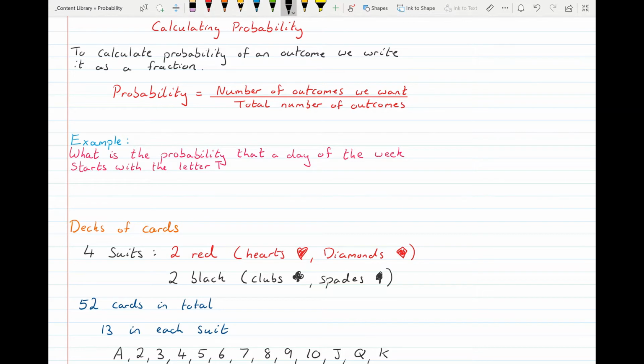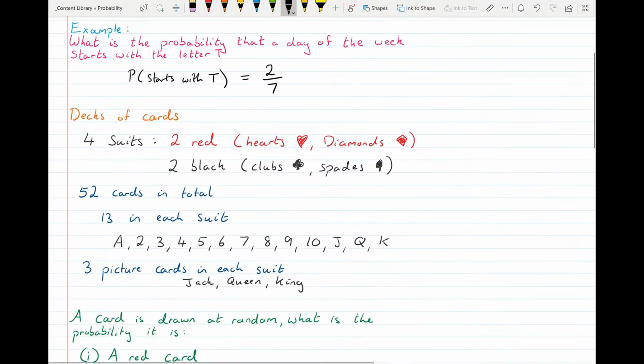In this example, what is the probability that a day of the week starts with the letter T? Okay, so how we write it is probability that it starts with T equals. Well, there are 7 days in the week, so it's going to be out of 7. And there are 2 days in the week that start with T, Tuesday and Thursday. So 2 out of the 7 days start with a T. So the probability that it starts with a T is 2 over 7. And that's it.